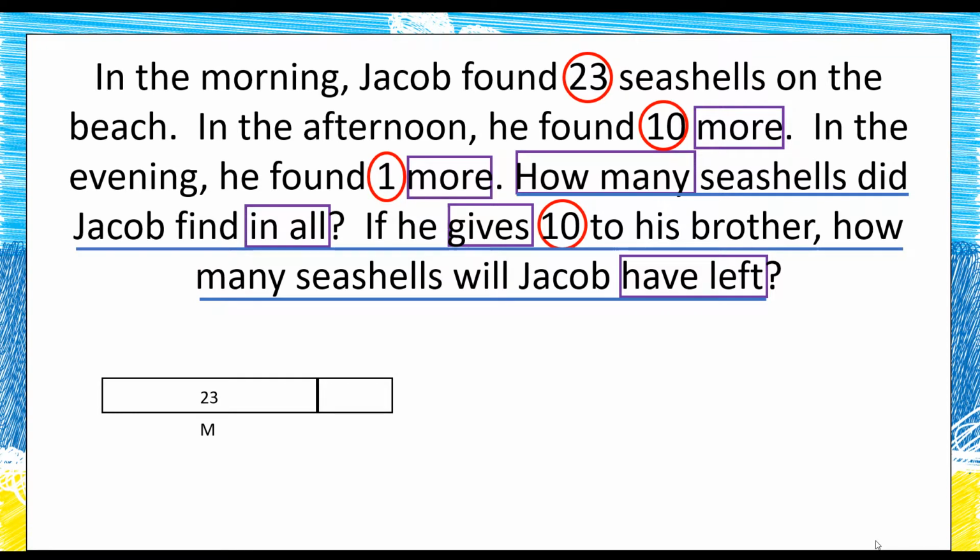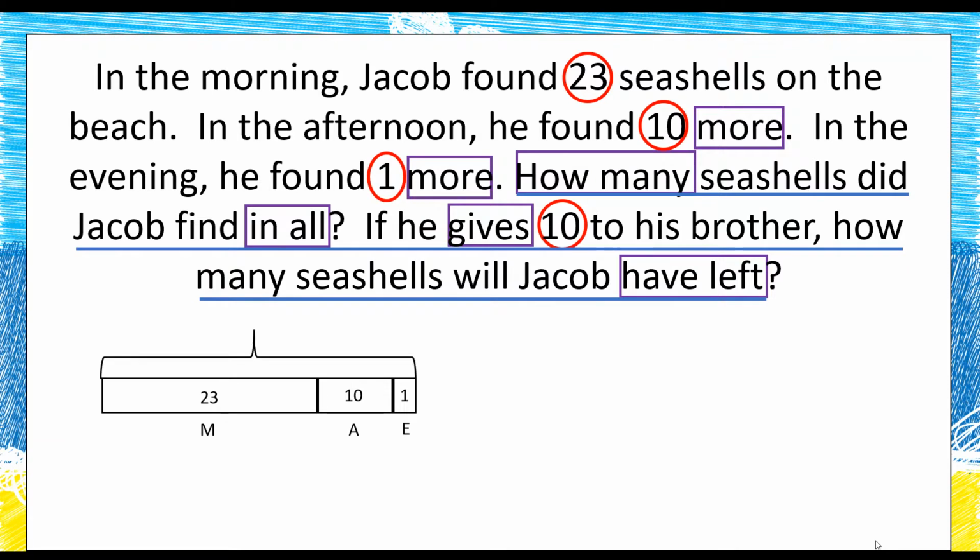How many did he find in the afternoon again? Did you say 10? That's right. And I'm going to put the letter A to show afternoon. Then in the evening, how many more shells did he find? He found 1 more shell. And I'm going to put an E for evening.